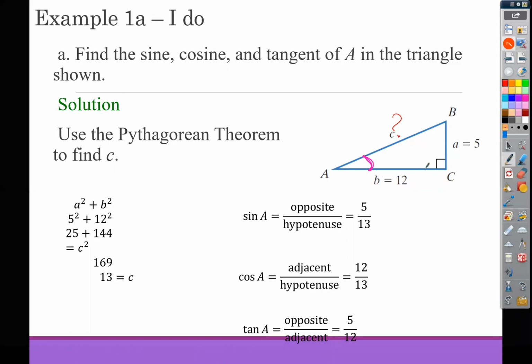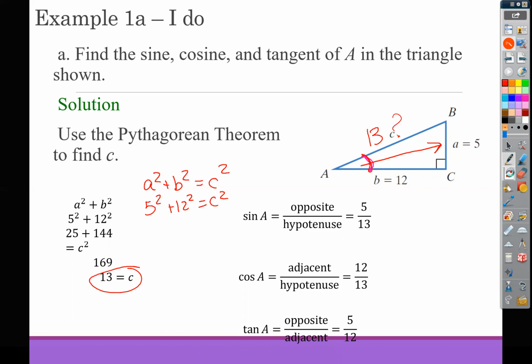So we're going to go a squared plus b squared equals c squared. So 5 squared plus 12 squared equals c squared. And then we end up solving that and getting c equals 13. Okay, so c equals 13. So now sine A is opposite over hypotenuse. So what that means is the opposite side from that angle is 5, and then hypotenuse is 13.